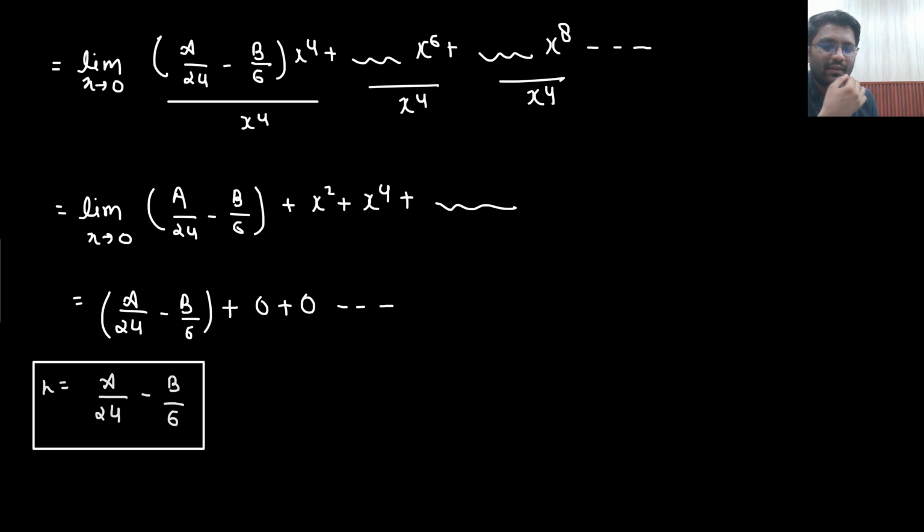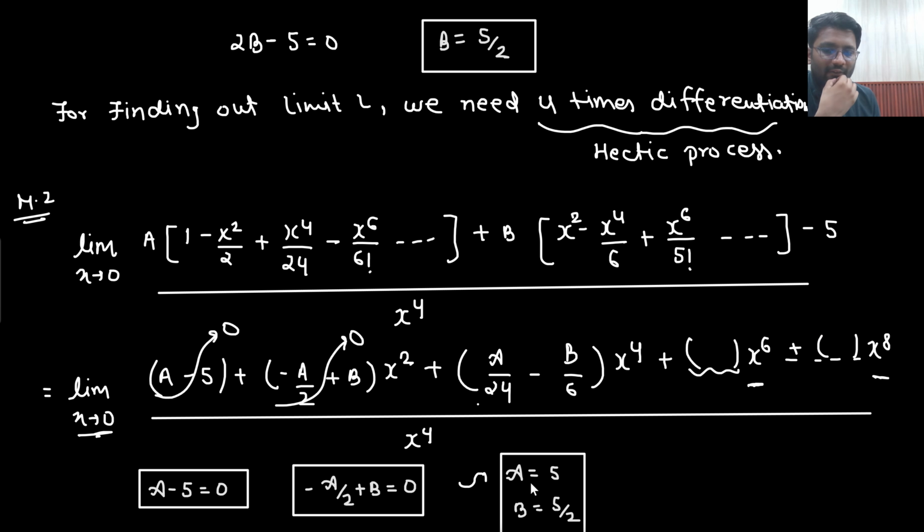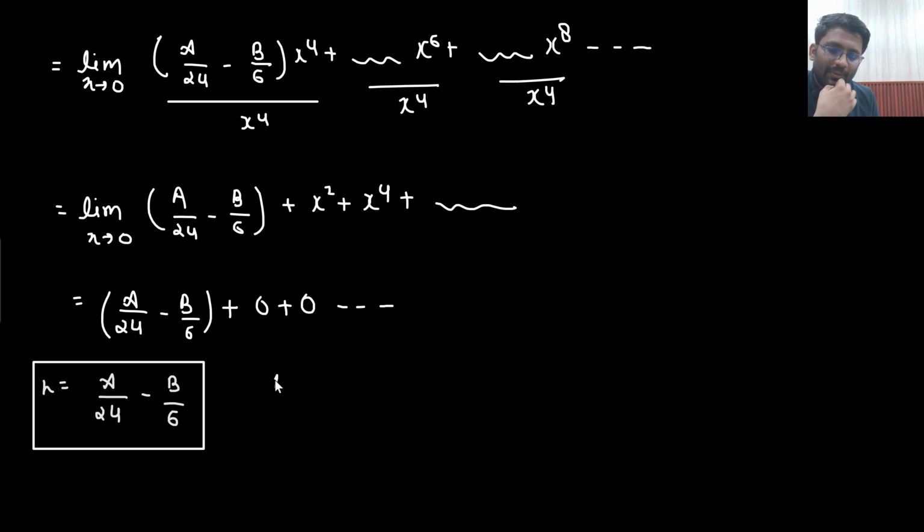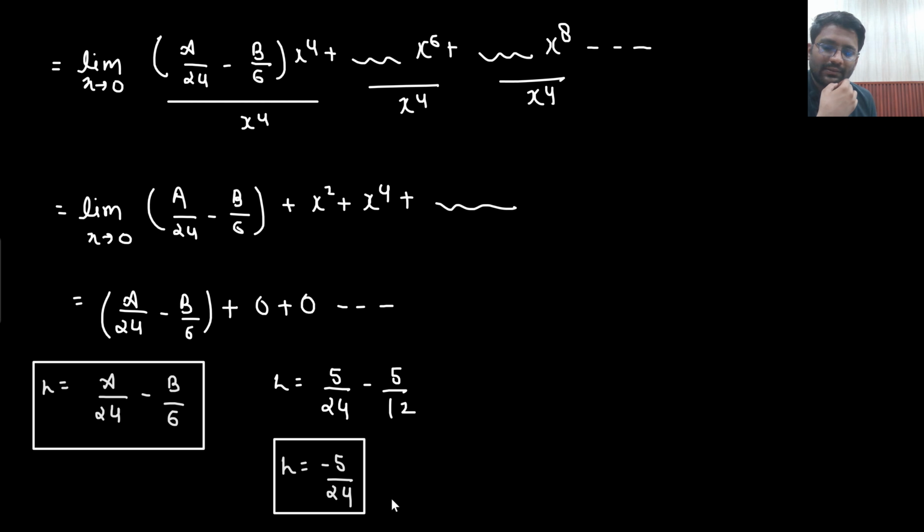Now I know the value of a. What is the value of a? 5. What is the value of b? 5 by 2. So what will be your limit? Value of a is 5. What is the value of b? 5 by 2. Okay, so what is the answer you are getting? Minus 5 by 24. That's the limit you are getting. That's it. This is the answer. So value of a is coming out to be 5, value of b is coming out to be 5 by 2, and the value of the limit is coming out to be minus 5 by 24.